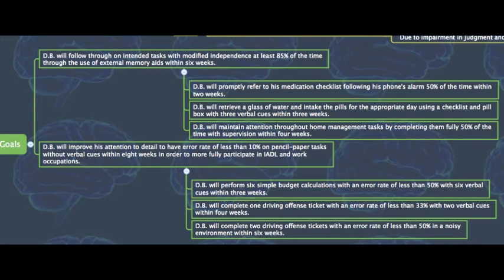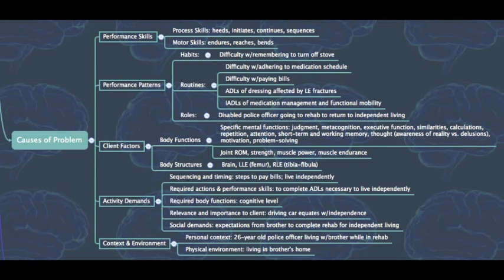DB will complete 1 driving offense ticket with an error rate of less than 33% with 2 verbal cues within 4 weeks. Then finally, DB will complete 2 driving offense tickets with an error rate of less than 50% in a noisy environment within 6 weeks.